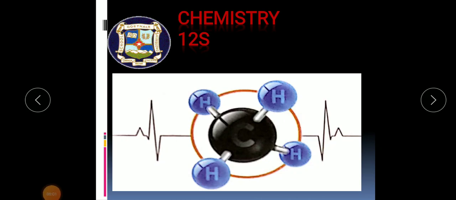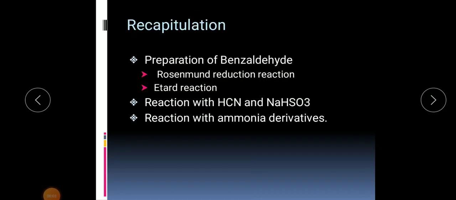Hello, class 12 science. In our last class, we discussed the preparation of benzaldehyde, that is, we discussed aromatic aldehyde, and in that, we have seen the preparation of benzaldehyde by Rosenmund reduction reaction. After that, we have seen Etard reaction. These were the two reactions where we have seen the preparation of benzaldehyde.